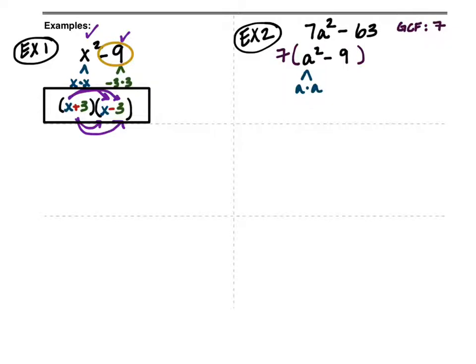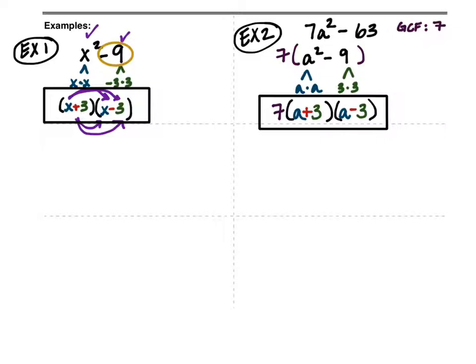So I'm going to break this up, and my variable is a. So a times a and 3 times 3, just like I did in the example 1. And I'm going to place them into their binomials. And so the a's are in the first position and the 3's are in the second position. One is a positive and one is a negative, so I make them a plus and a minus. And I make sure that I drop down the 7. Now, because I checked example 1, we don't have to check example number 2. And I have this concept of 7 times the binomial x plus 3 times the other binomial of x minus 3 as my answer.